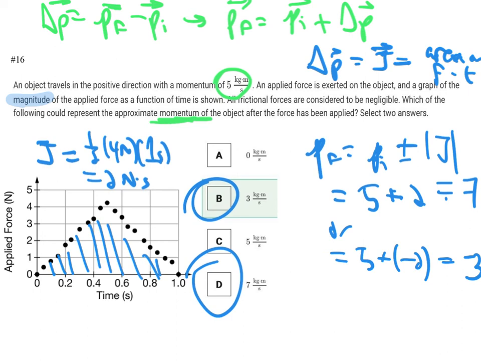And the key thing here again was that they gave us the magnitude of the applied force, so they're only giving us absolute values, so we have to remember that it could be plus or minus when we're done.